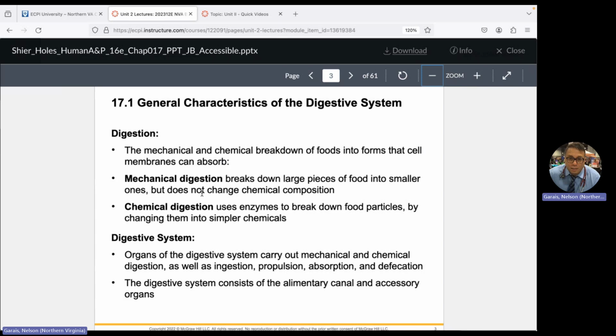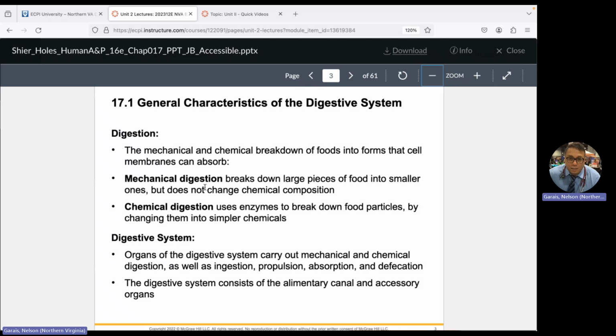Mechanical uses visceral muscle, teeth, to break down large pieces of food into smaller pieces of food. Now, mechanical digestion does not change the chemical composition. So if I start chewing on some fat, it's still fat.